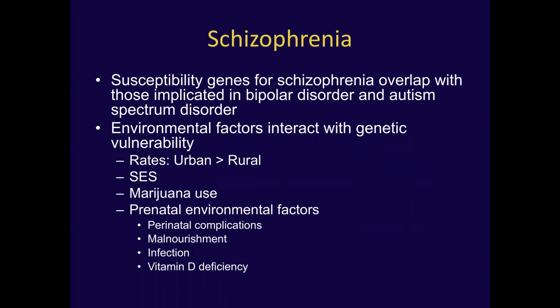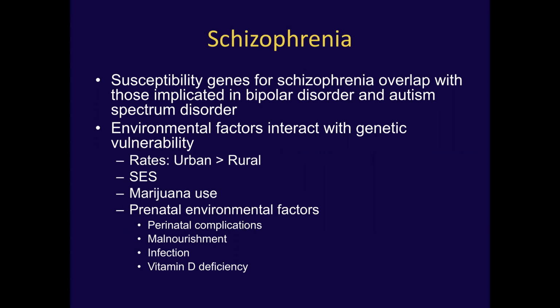I feel like I'm a broken record by saying genes and environment interaction, but as I said, we don't think of genes and environment as separate. We think of them as working together. So the susceptibility genes for schizophrenia overlap with some implicated in bipolar disorder and autism spectrum. And environmental factors can interact with genetic vulnerability. There have been higher rates in urban versus rural areas, lower socioeconomic status, and marijuana use.